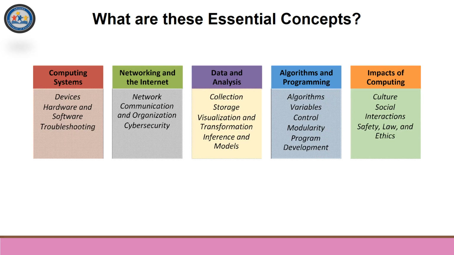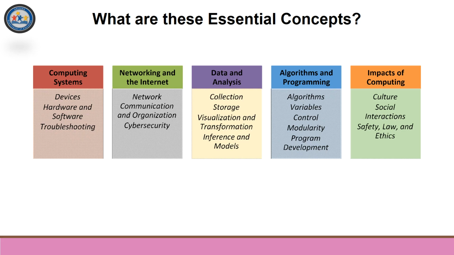So what are the essential concepts? Well, they're categories that represent major content areas in the field of computer science. They represent specific areas of disciplinary importance rather than abstract general ideas. Each essential concept is supported by various sub-concepts that represent specific ideas within that concept.